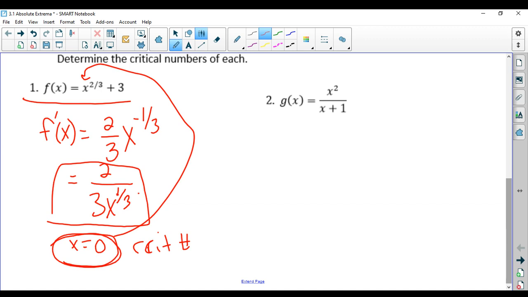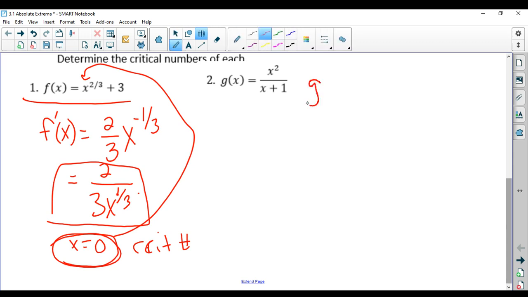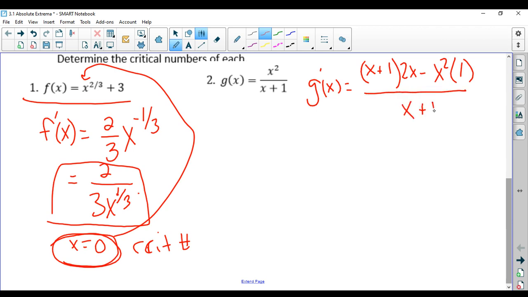The second problem, we're going to find the critical numbers again, and so we have to find the derivative. This is a quotient rule. So the derivative is the bottom times the derivative of the top minus the top times the derivative of the bottom all over the bottom squared.